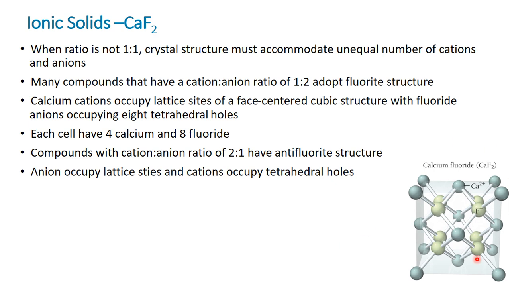Here, these unit structures are getting pretty big. We have 4 calciums and 8 fluorides per unit cell, which matches the 1:2 ratio we see in the actual structure. Now, if you have a cation to anion ratio of 2:1, you get an anti-fluorite structure where basically the cations and the anions just swap places. So it's like this structure, but opposite. That's why we call it anti-fluorite.